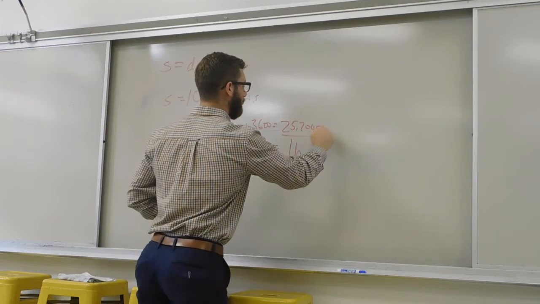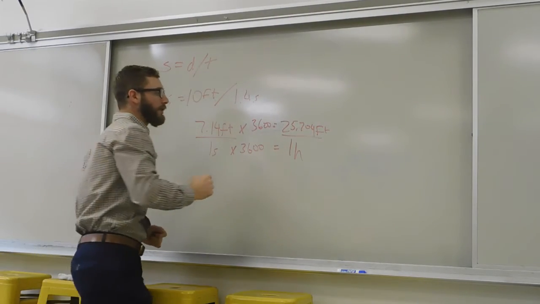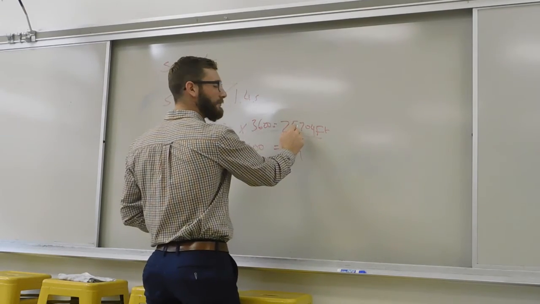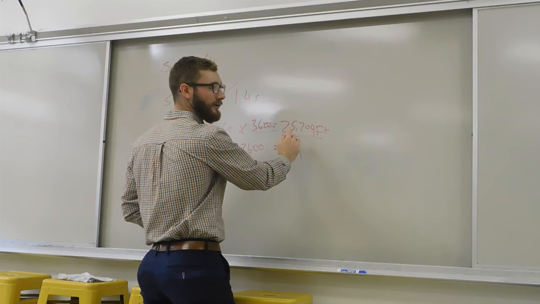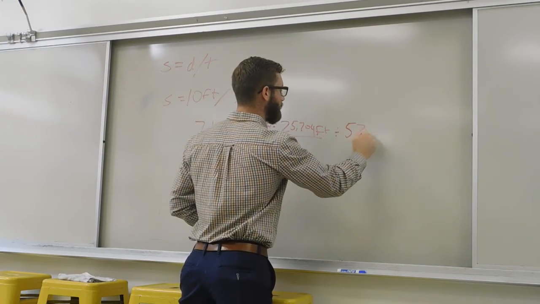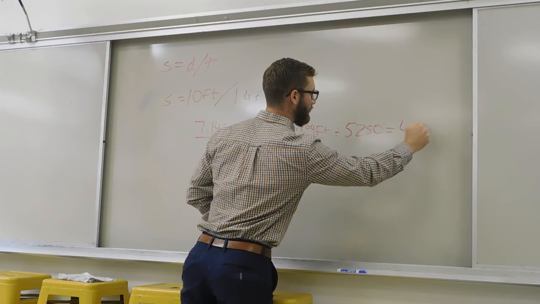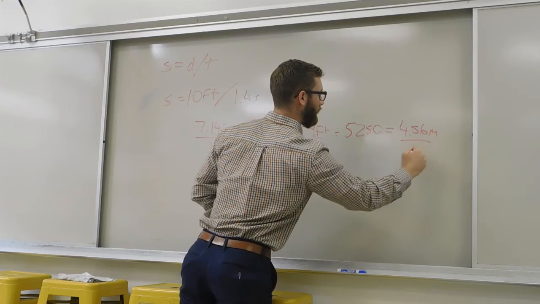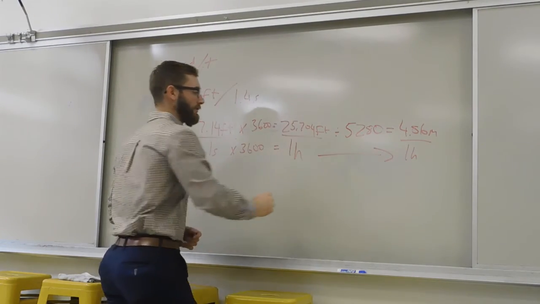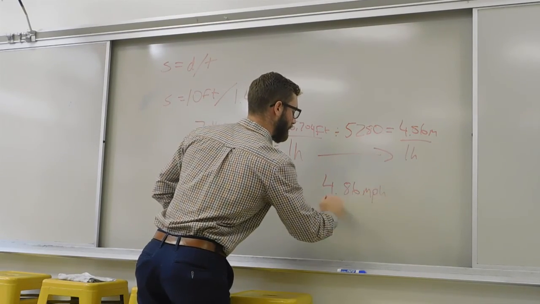25,704 feet. All right, now, the problem is we don't need this in feet per hour, we need it in miles per hour. So we're going to divide this number on the numerator here by how many feet there are in a mile, which is 5,280, and that's going to give us 4.86 miles per hour. So the final answer is 4.86 miles per hour.